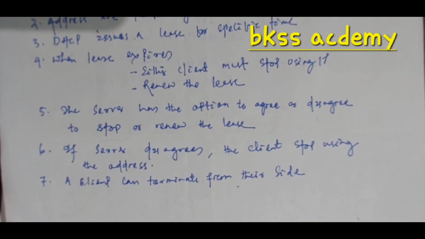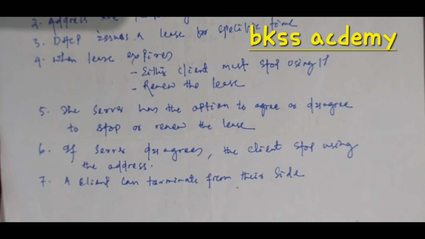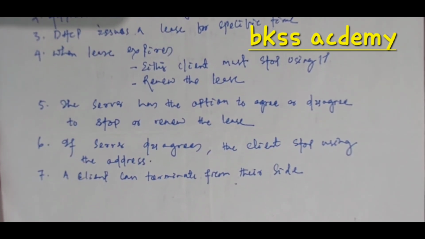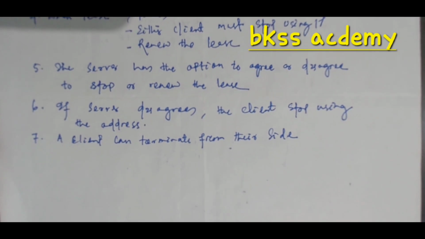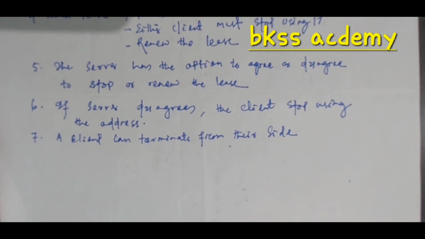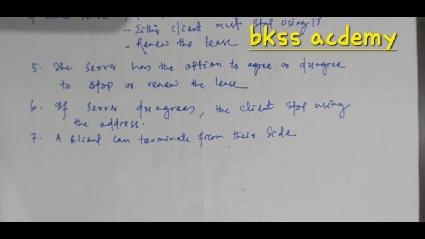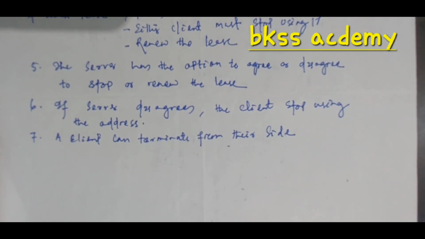The server has the option to agree or disagree to stop or renew the lease. If the server disagrees, the client stops using the address. A client can terminate from their side also. These are some steps during the DHCP concept. Thank you.